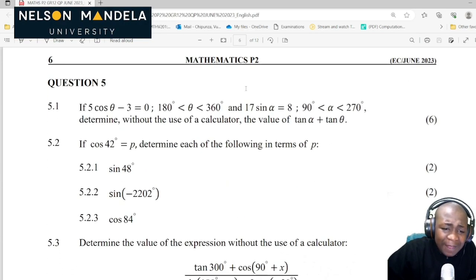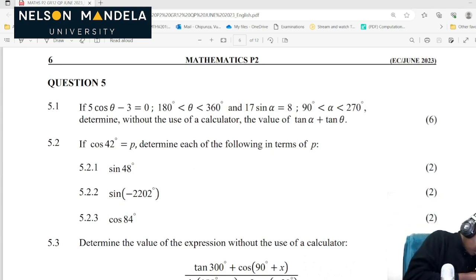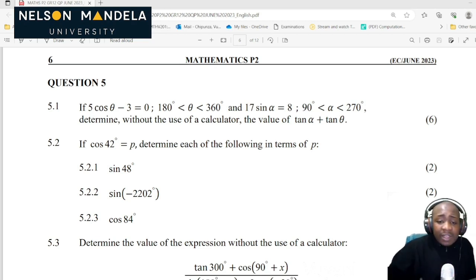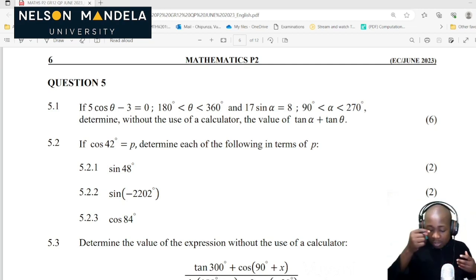Now without wasting much time, let's dive into what we want to do today. Trigonometry. Now, question number 5. So we are given if 5 cos theta minus 3 is equal to 0 on that specific interval from 180 to 360, then we are also given 17 sine alpha equal to 8 on that specific interval. Determine without the use of a calculator the value of tan alpha plus tan theta. Oh, this is so great. So now we are looking at the coordinate system, which we have done in grade 11. So now let's write this down first.